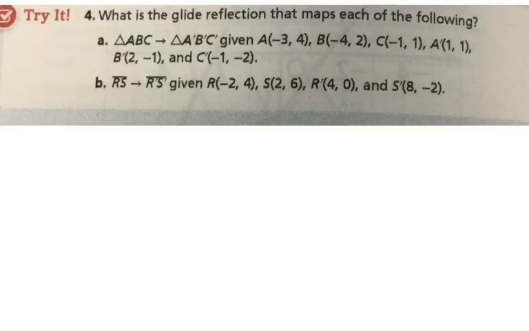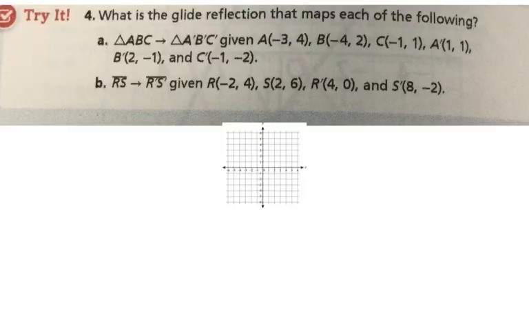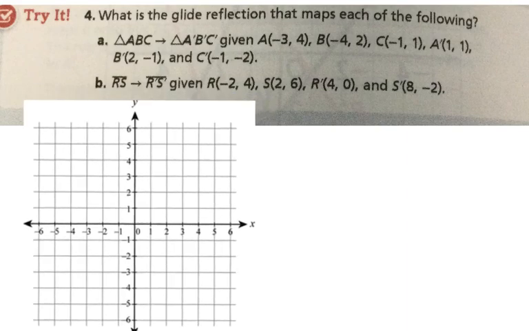Okay, so I'm going to go ahead and make sure we got the graph going here. It tells me A is at negative 3, 4. Right here is A. It tells me B is at negative 4, 2. So here is B. And C is at negative 1, 1. So here is C.